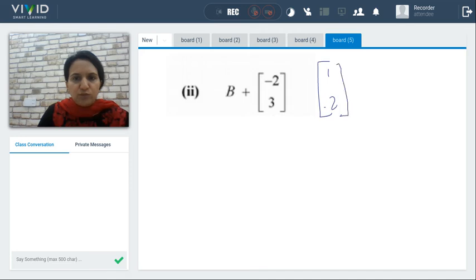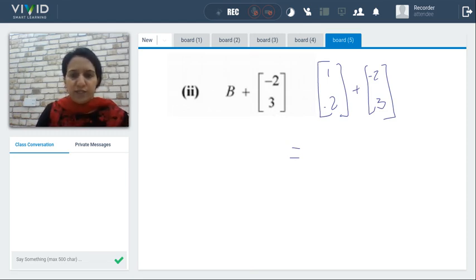Do both these matrices have the same order? First we have to find out whether both of them have the same order. If both of them have the same order, only then we can add. So let's find B plus the given matrix. Yes, it has 2 rows and 1 column. Both of them have the same order, so let's add it.